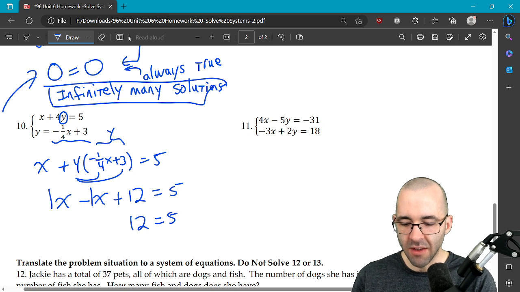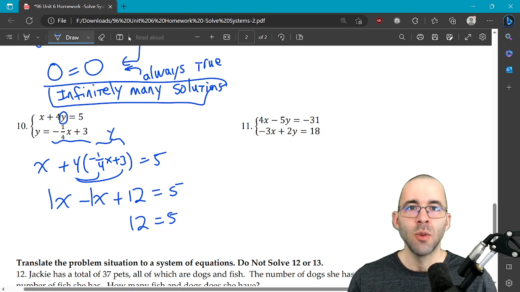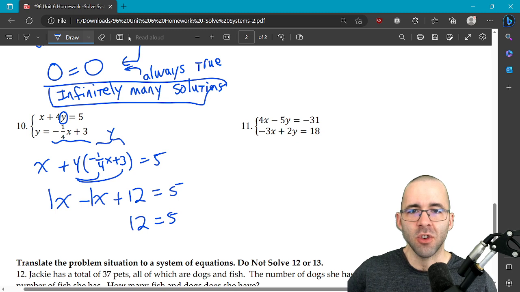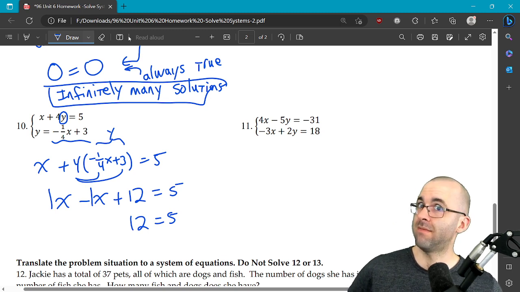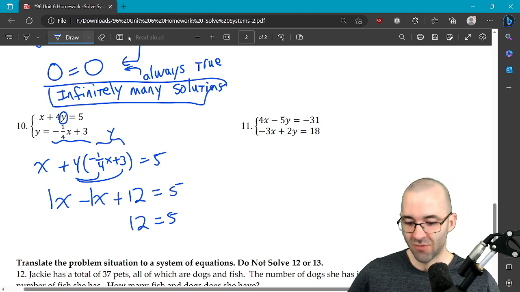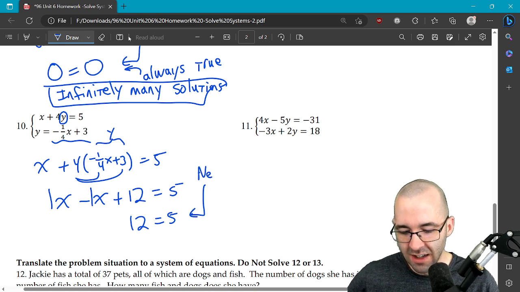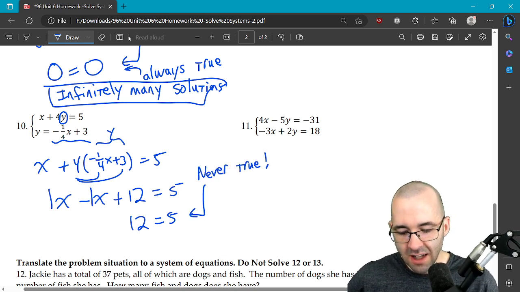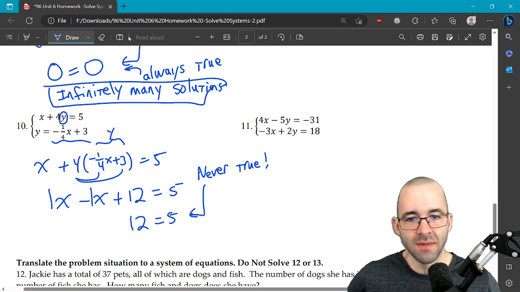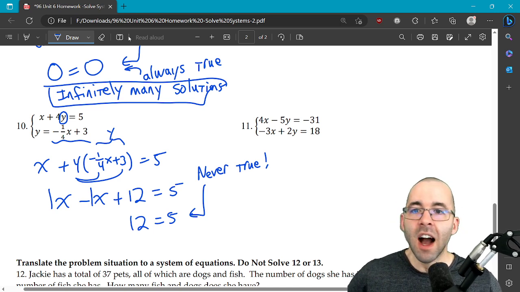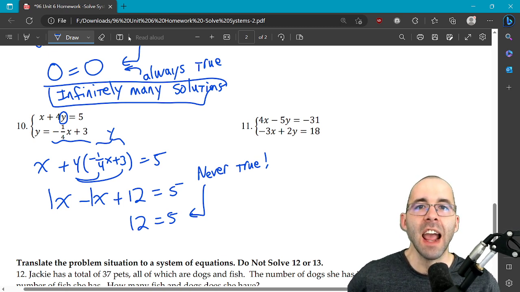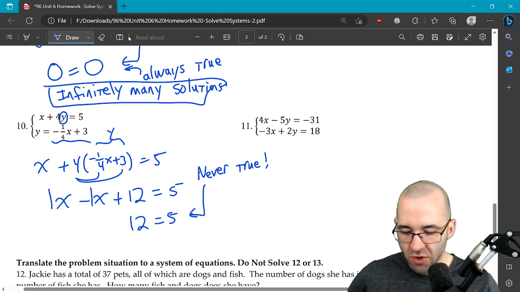Something similar to what we have up here, but a little bit more alarming. Up here, I said 0 equals 0. That's always true. Well, what does x and y have to be for 12 to equal 5? But that's never true, right? That's never, ever going to be true. 12 is never going to be equal 5. I don't care what x value you choose and what y value you choose. This is never going to happen. There's no answer here. There's nothing that's going to make this true. There's no solution.